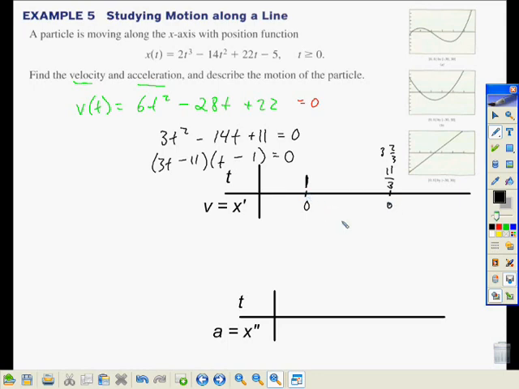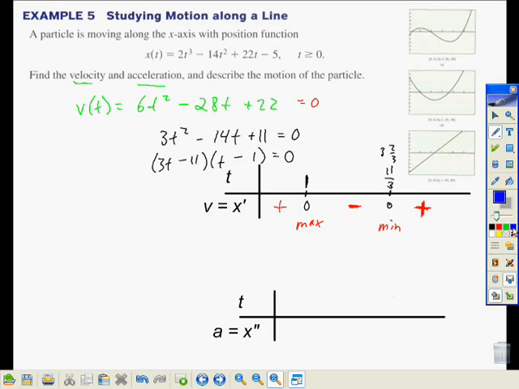I want to look at what's happening between them. So anything less than this, if I plug a 0 into that, I'm going to get a positive number. Anything between there, I'm going to get a negative number, and anything bigger than that, I'm going to get a positive number. So up and then down, this is a maximum at 1 and a minimum at this point.